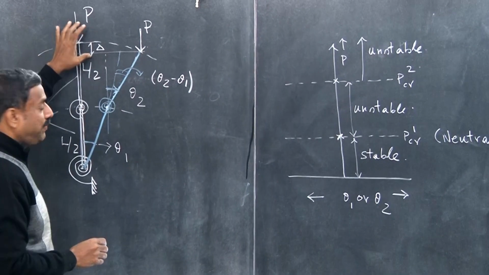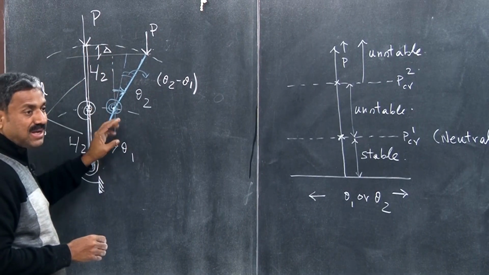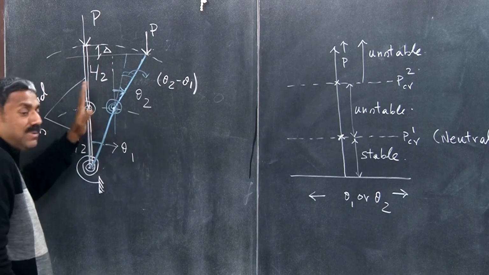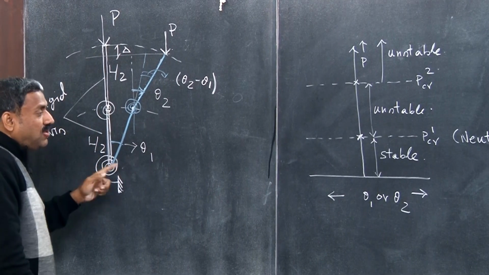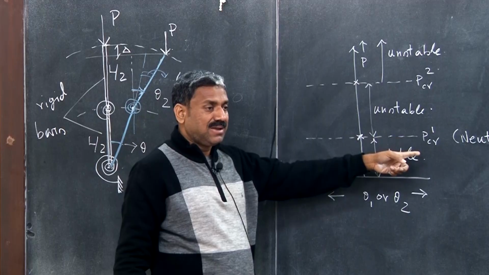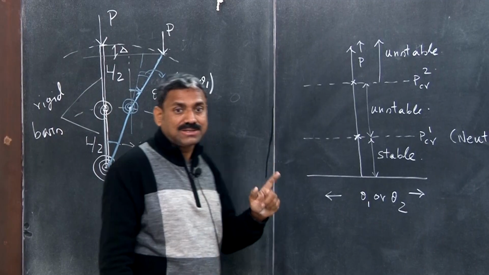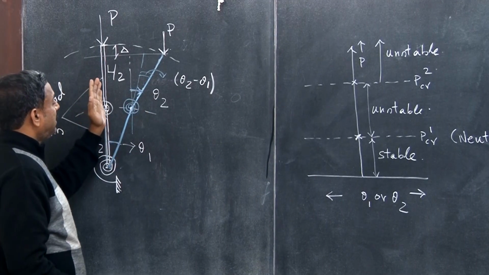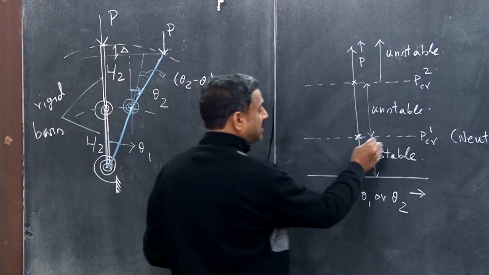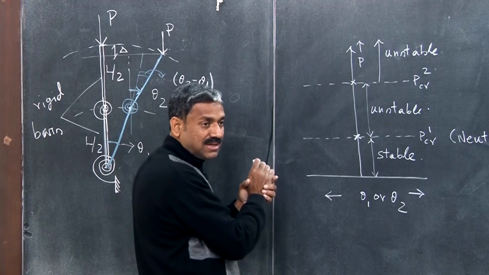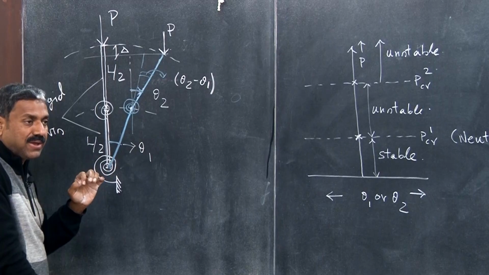If the load P is less than PCR1, then whatever configuration you put it in, you perturb it, right? It will be in a stable equilibrium configuration, right? Equilibrium is only possible at P equal to PCR1, right? But this equilibrium configuration is neutral, right? And when you perturb it, it either goes to this side or to this side. You understand? So, it is basically breaking the symmetry, okay.